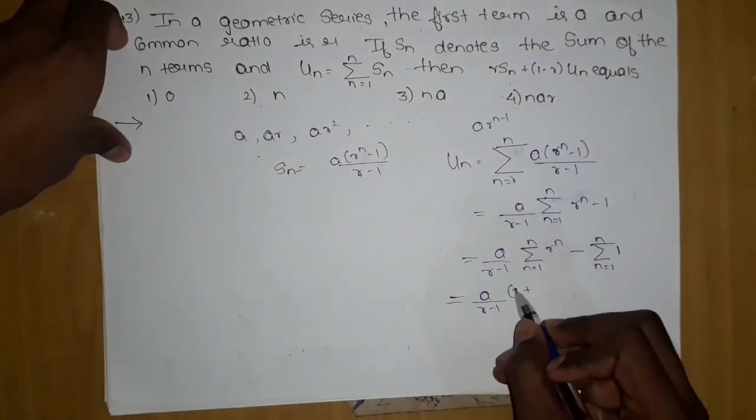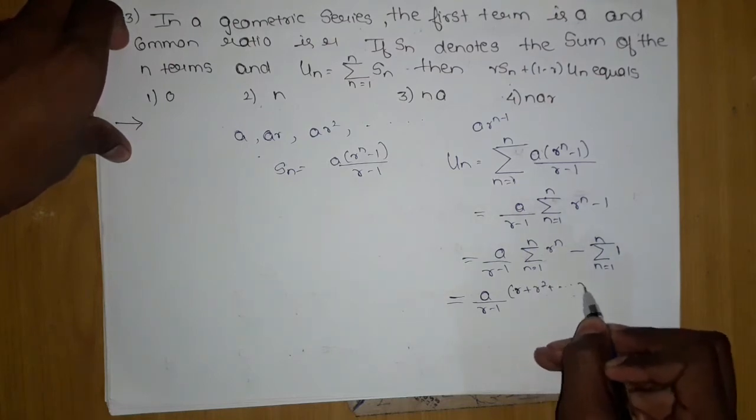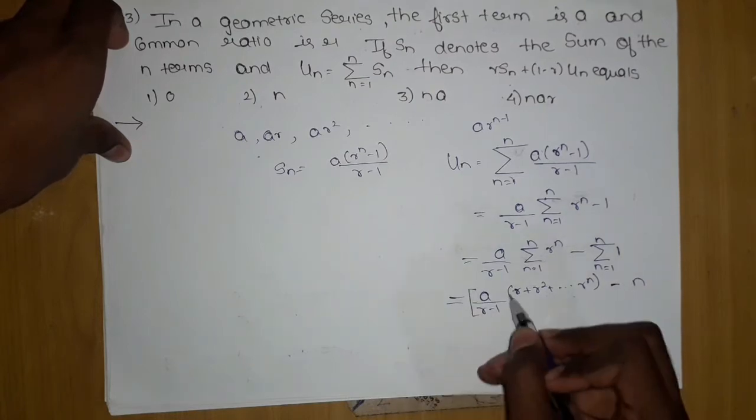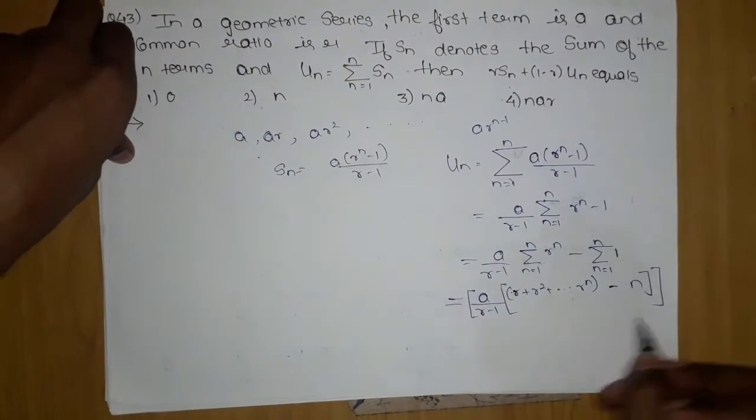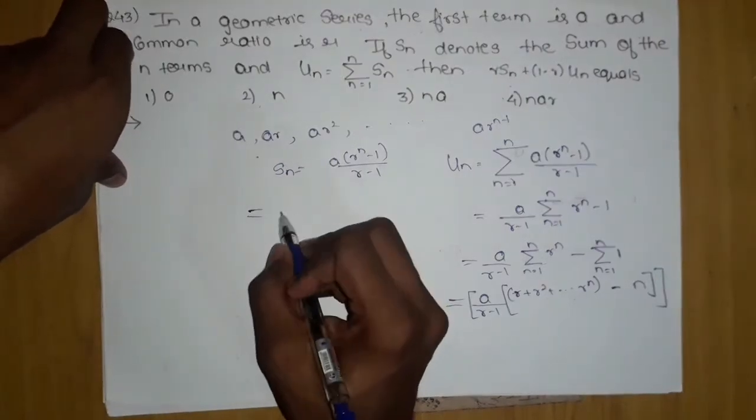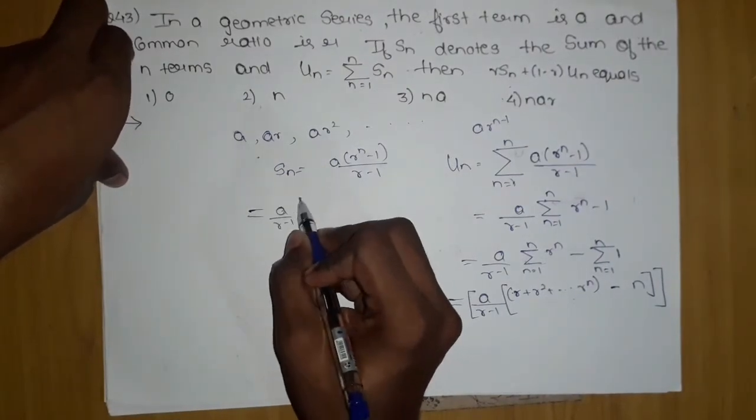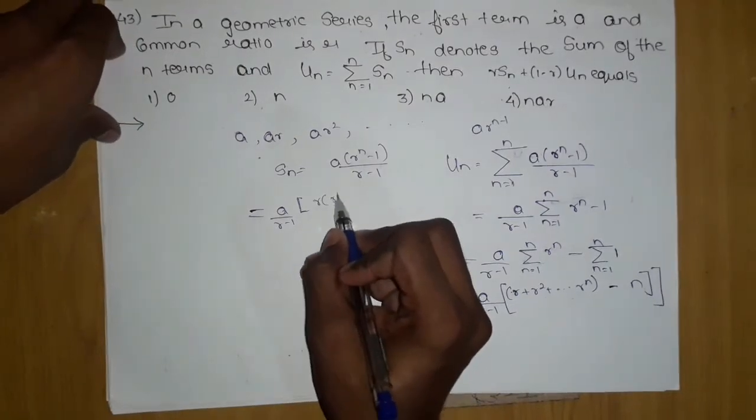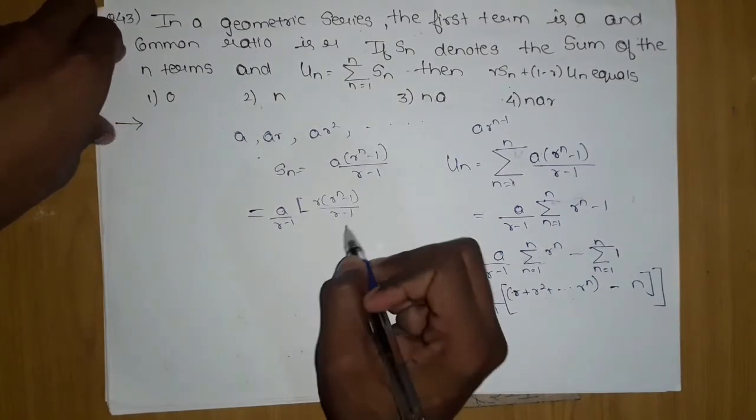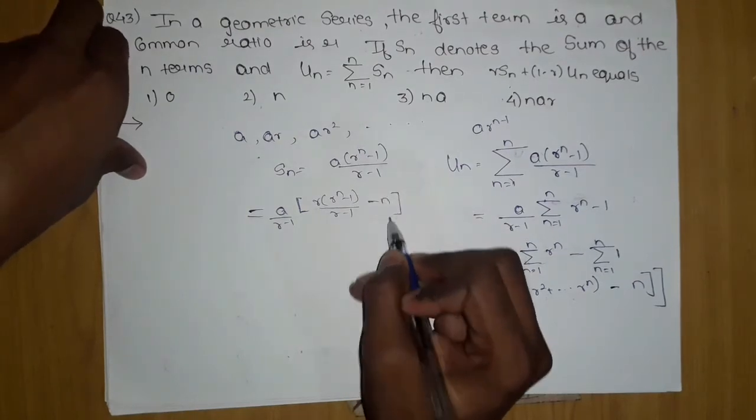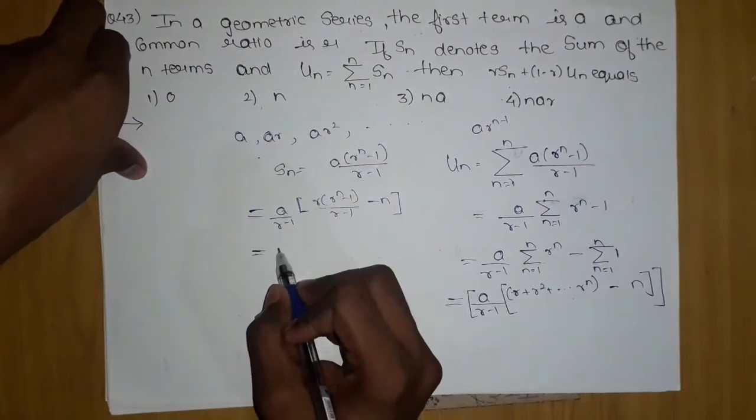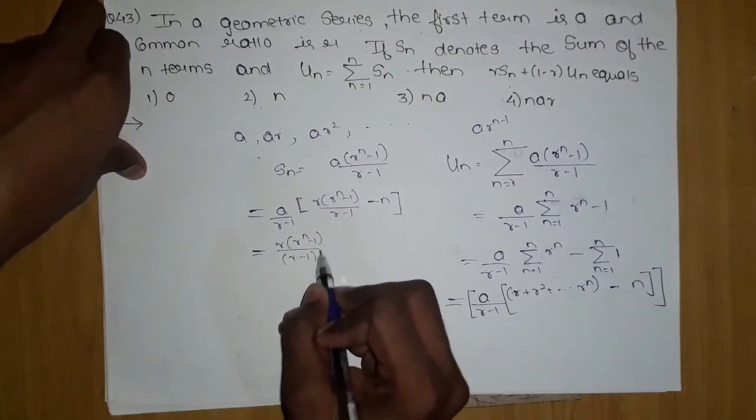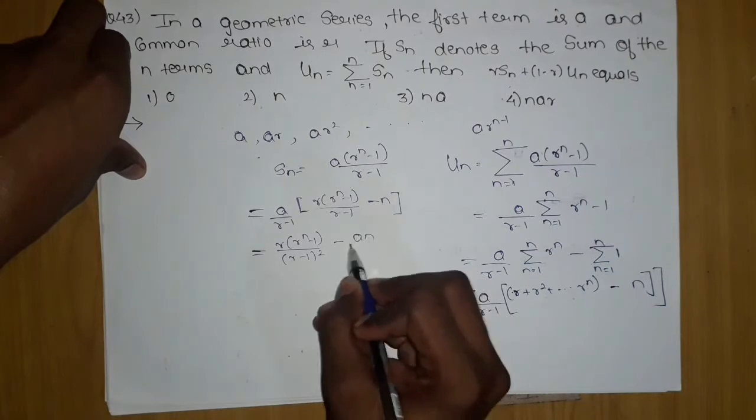1, r square and so on till r power n, and here it will be n. And this is both outside the bracket. Now let's solve this here. A upon r minus 1, it means r into (r power n minus 1) upon r minus 1 minus n, which will give you that r into (r power n minus 1) upon r minus 1 the whole square minus an upon r minus 1.